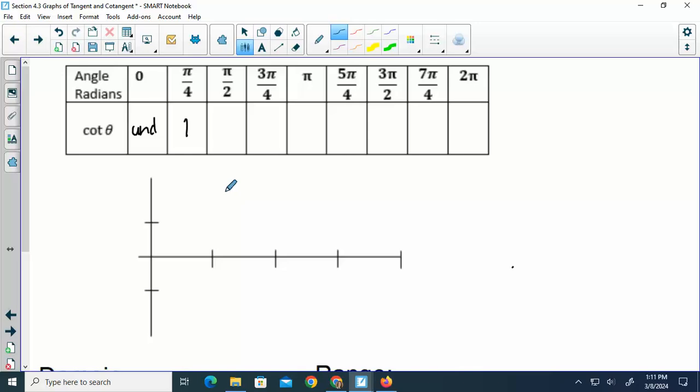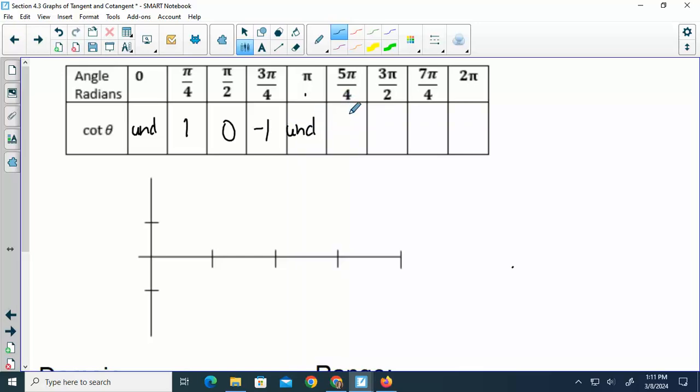Or sorry, radical 0 over radical 4. Then 'cause 0, it's 0. 3 pi over 4, quadrant 2, we know it's negative and the same as pi over 4, so negative 1. What's going to happen at pi? Undefined. 0. Oh yeah. Same as 0, yeah.